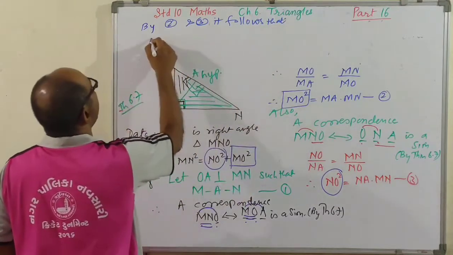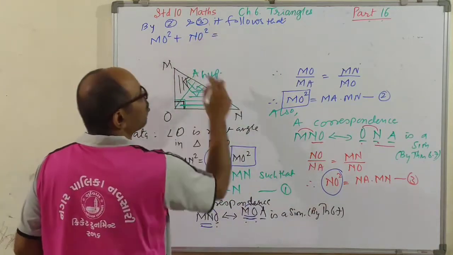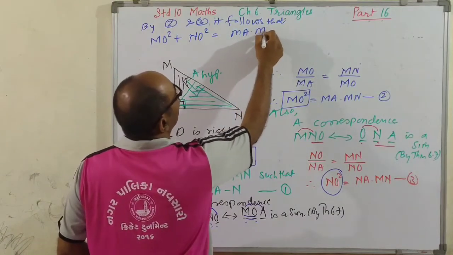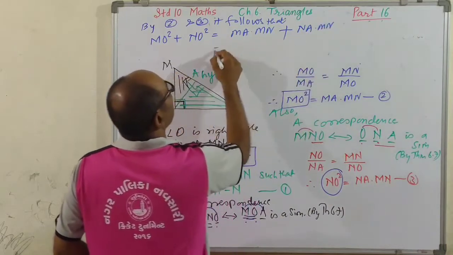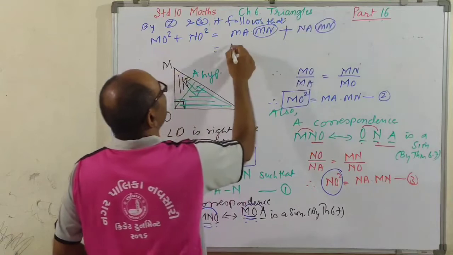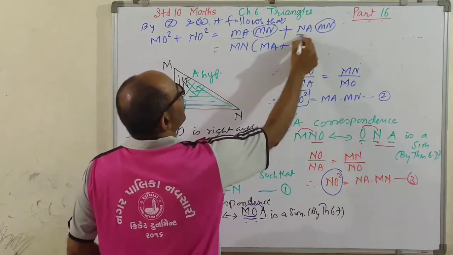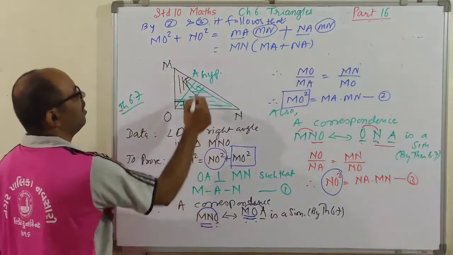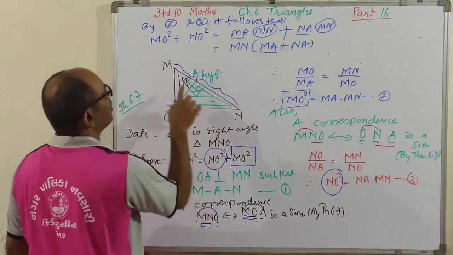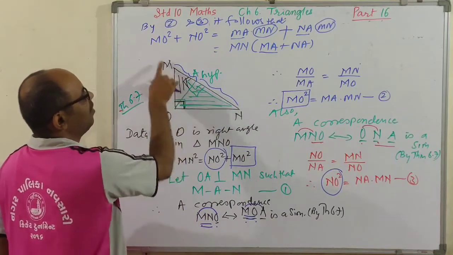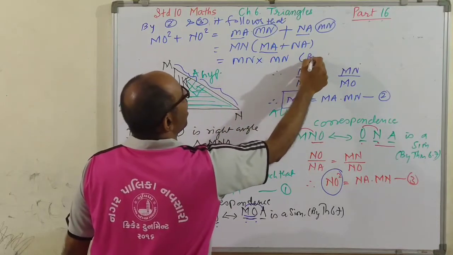MO square plus NO square is equal to, right side now, MA into MN plus NA into MN. Children, what is common here? MN. So factorize it. MN is common. In the bracket, MA plus NA. Now look in the figure. MA is this part. MA plus NA is this part. So MA plus NA will be MN. So that is equal to MN into MN by 1.